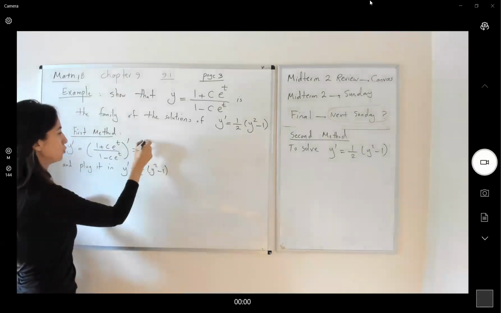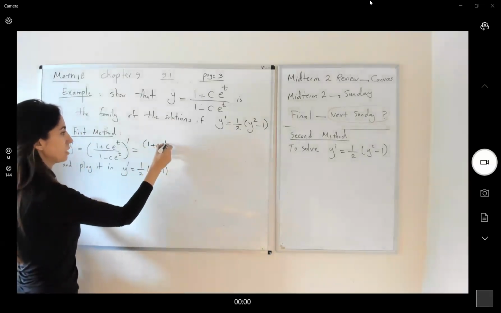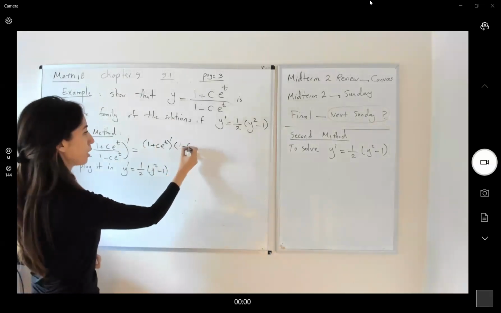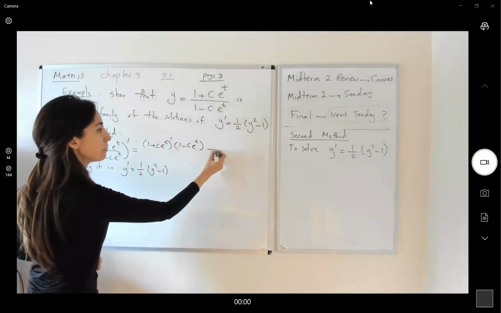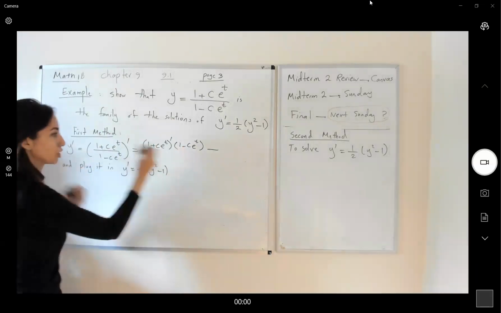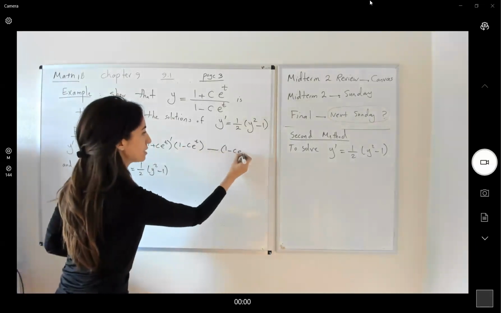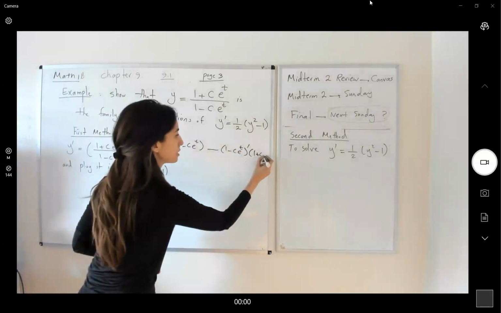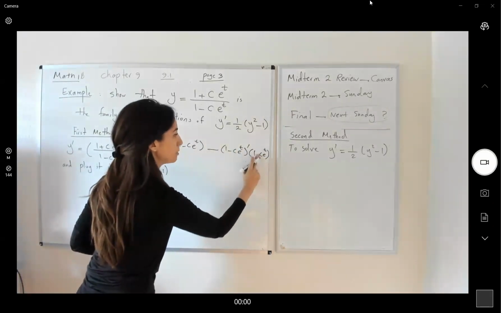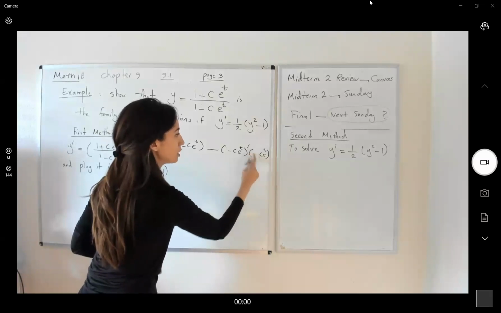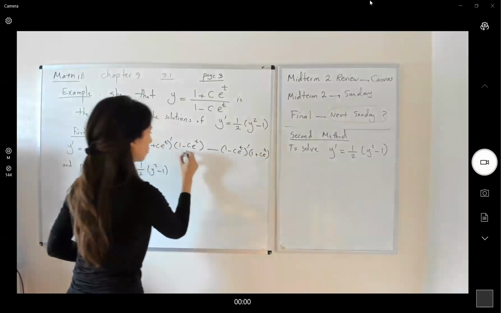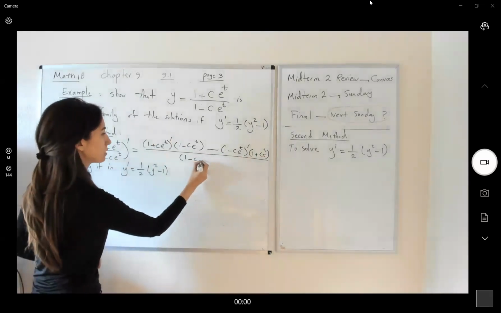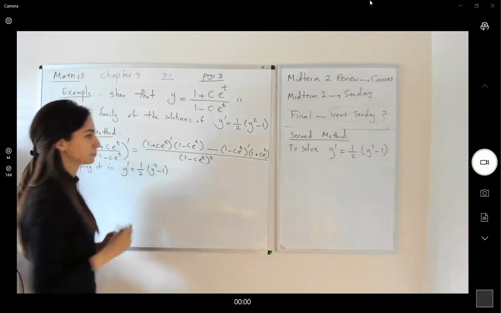The derivative of your numerator, 1 plus c e to the t derivative, times your denominator, 1 minus c e to the t, minus the derivative of denominator, 1 minus c e to the t derivative, times your numerator, 1 plus c e to t. Everything is divided by your denominator squared, 1 minus c e to t squared.